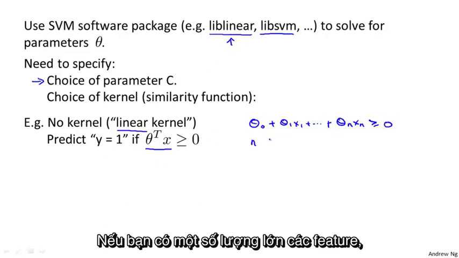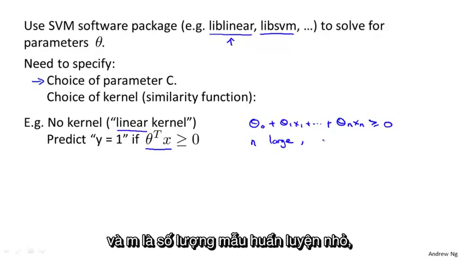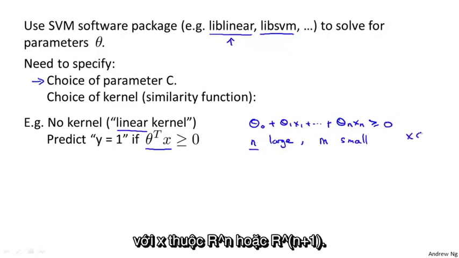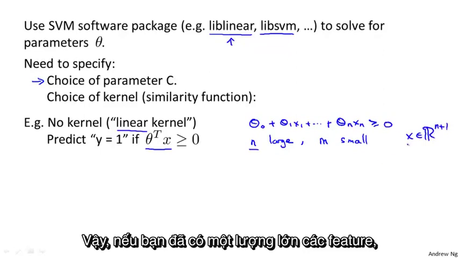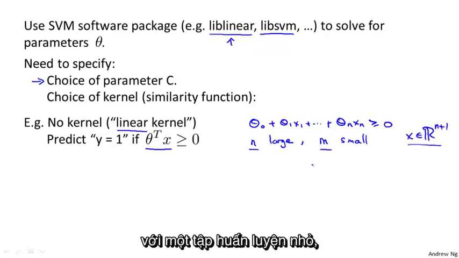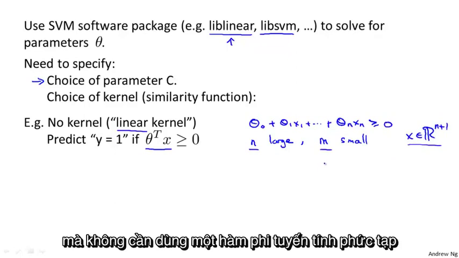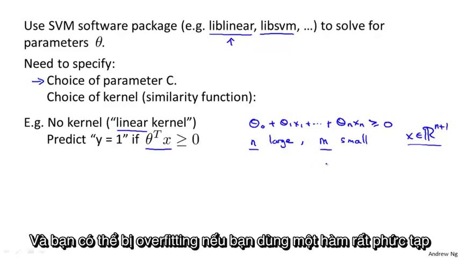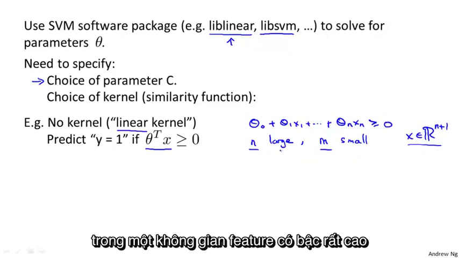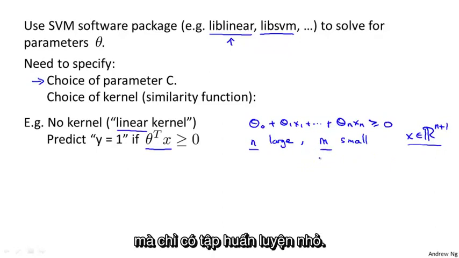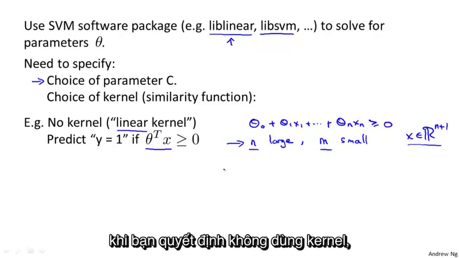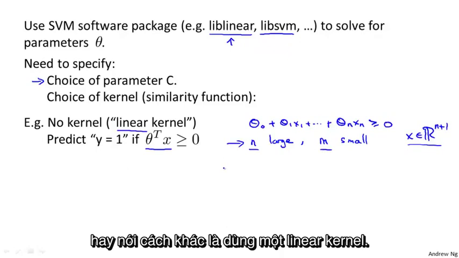Well, if you have a large number of features, if n is large, and m, the number of training examples, is small, then you have a huge number of features. If x is in R^(n+1), so you have a huge number of features already with a small training set, maybe you want to just fit a linear decision boundary and not try to fit a very complicated nonlinear function, because you might not have enough data and you might risk overfitting if you're trying to fit a very complicated function in a very high dimensional feature space, but your training set is small. So this would be one reasonable setting where you might decide to not use a kernel, or equivalently to use what's called a linear kernel.